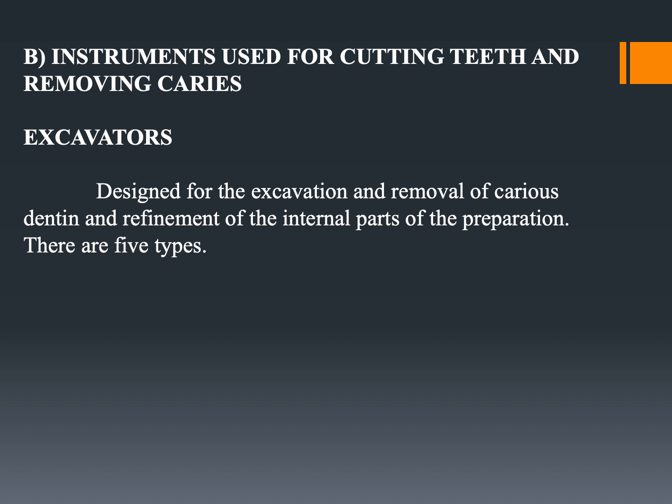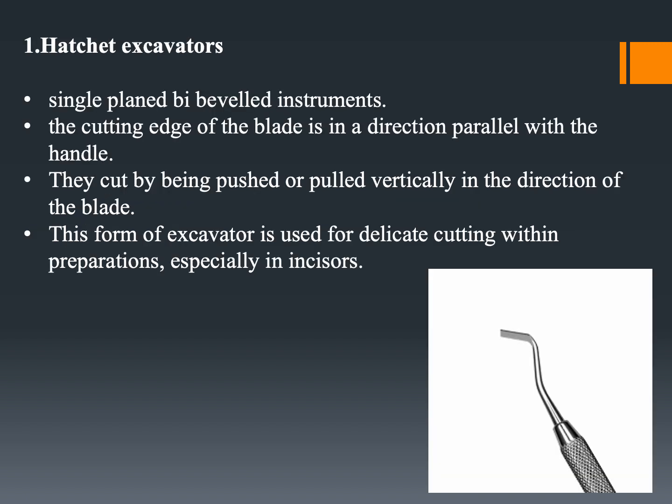Coming to the instruments that are used for cutting teeth and removing caries, the first one is excavators. Excavators are used to remove the caries from the enamel and dentine and to refine the internal part of the preparation. The first excavator is the hatchet excavator. It is basically a single bi-beveled instrument with the cutting edge of the blade in the direction parallel with the handle, and it is used only in push or pull vertical directions.